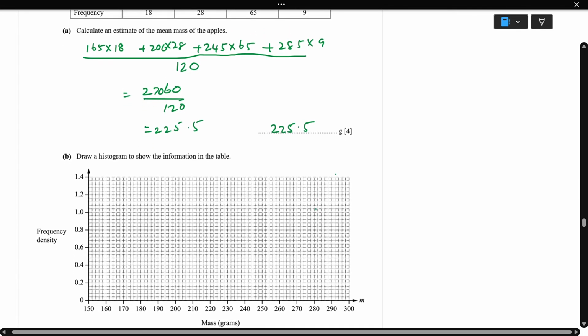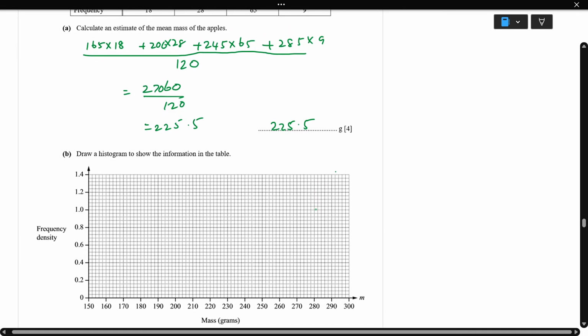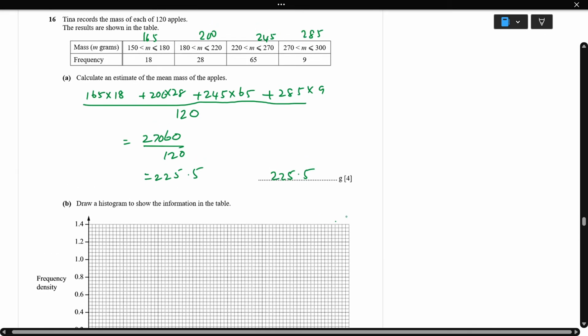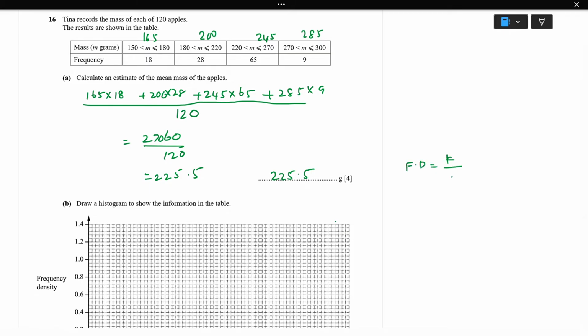Next we need to draw the histogram. So we need to find the frequency density for everything. The frequency density formula is frequency over the class width. So the first one is 18 over the class width, which is 180 minus 150, which is 30, so it is going to be 0.6. Next one is 28 over 40, which is 0.7. Next is 65 over 50, which is going to be 1.3. Next is 9 over 30, equal to 0.3.